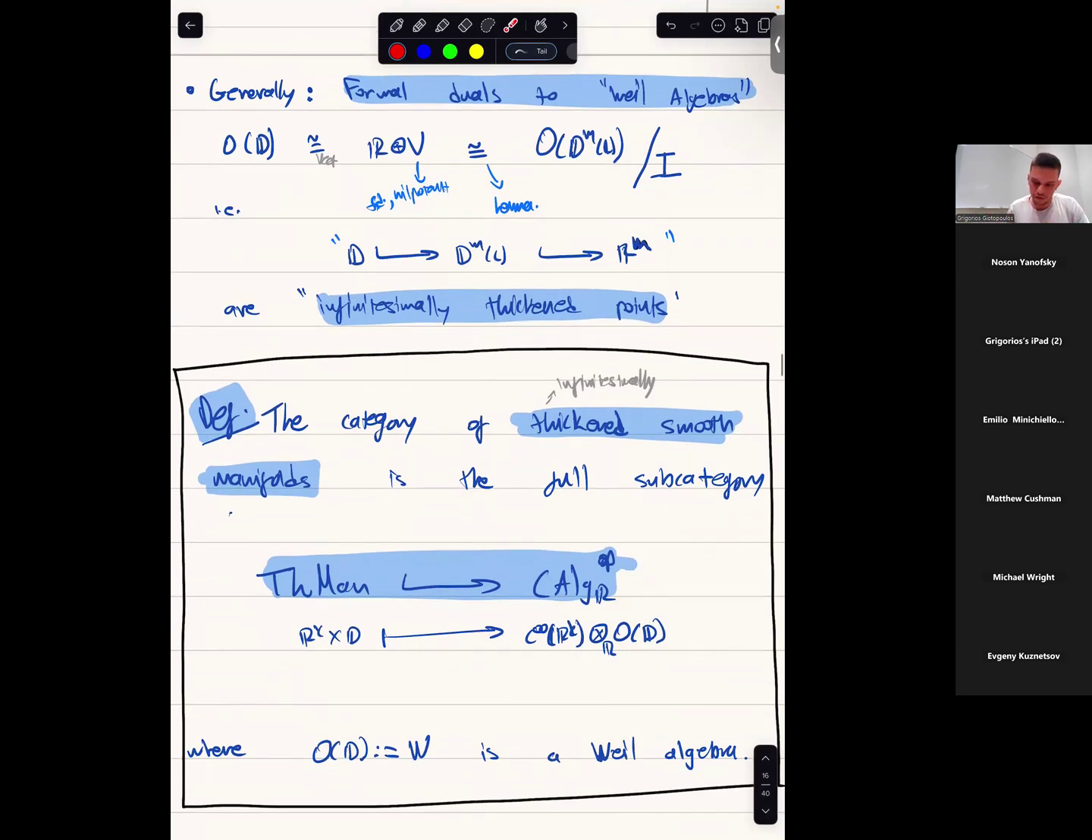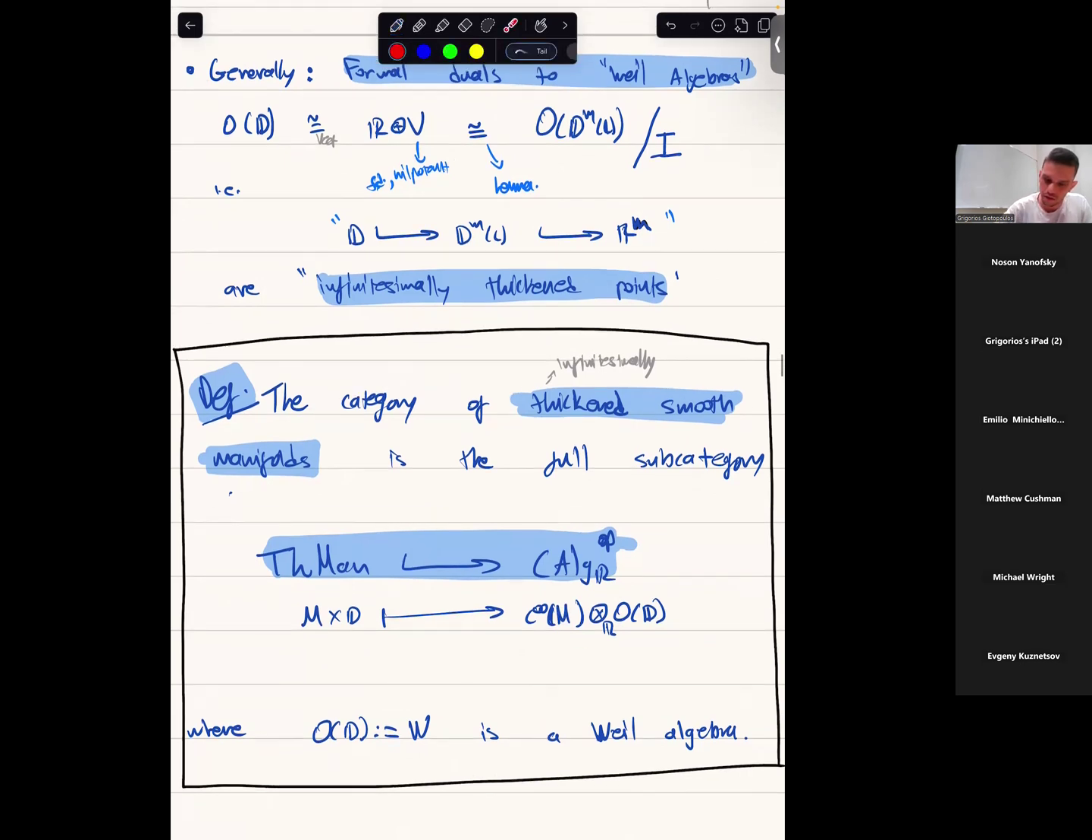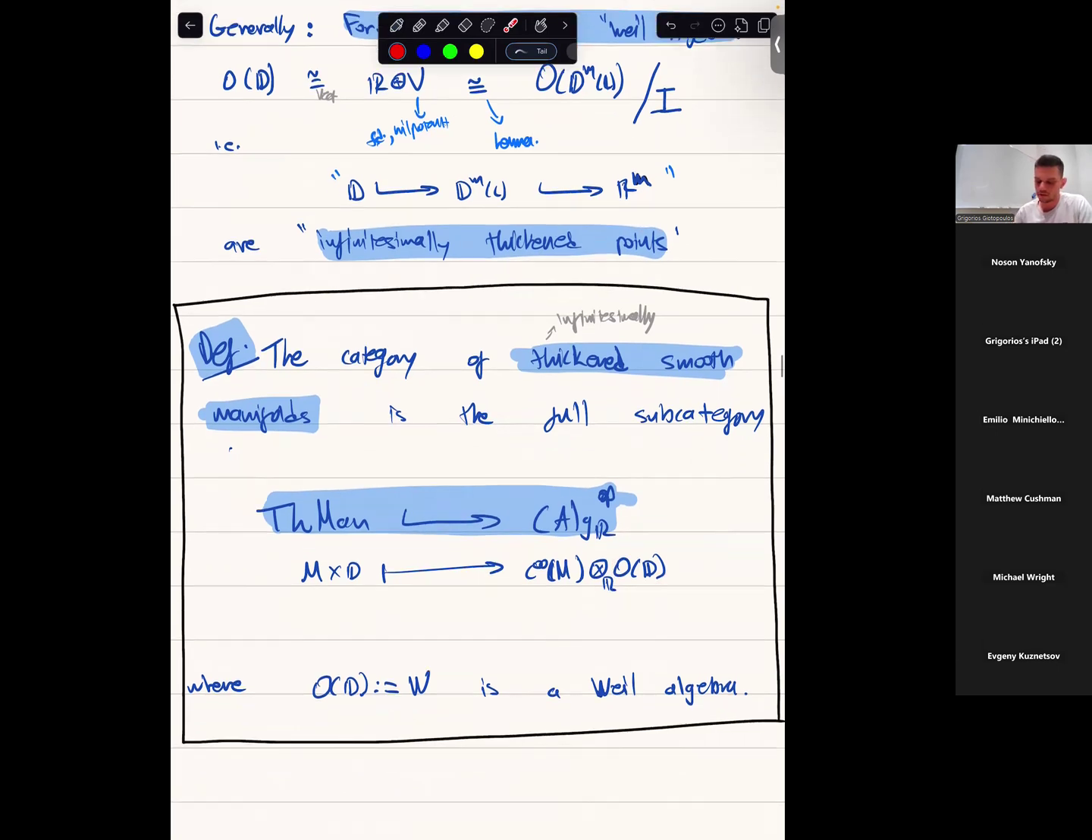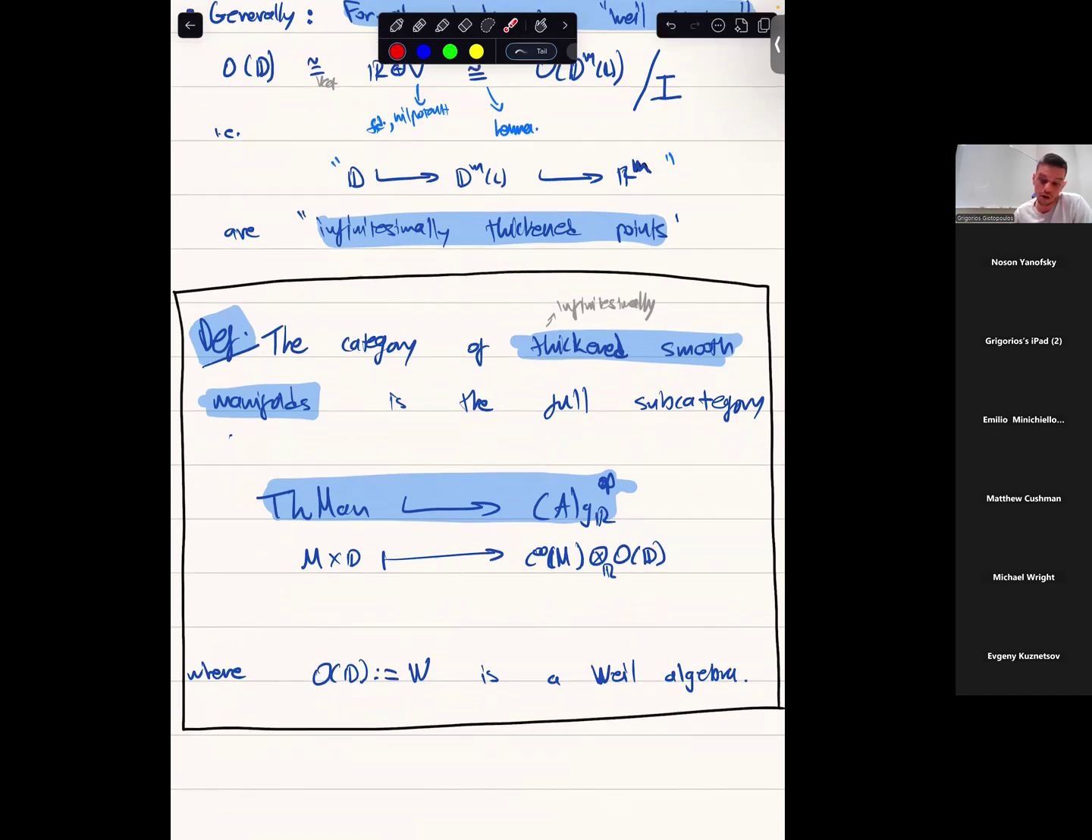Well, let's make it a definition first of all. The category of infinitesimally thickened smooth manifolds is the full subcategory, which I denote as thickened manifolds, of the opposite category of commutative algebras of the following form. So I denote the objects as such: R^k cross some infinitesimal point, which I think of as some infinitesimal thickening, and it's exactly the formal dual of smooth functions on the original manifold. Here I put R^k because I'm going ahead, but any manifold M, tensor over the reals, it's enough actually, of this nilpotent Weyl algebra. So that's our definition of a thickened smooth manifold.